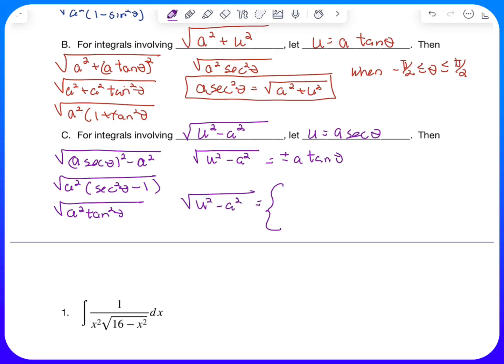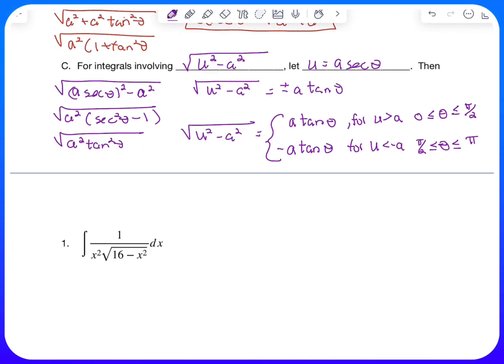We would choose the positive a tangent theta for any u greater than a, where theta is between 0 and pi over 2. We would choose negative a tangent theta for any time that u is less than negative a, and when theta is between pi over 2 and pi.